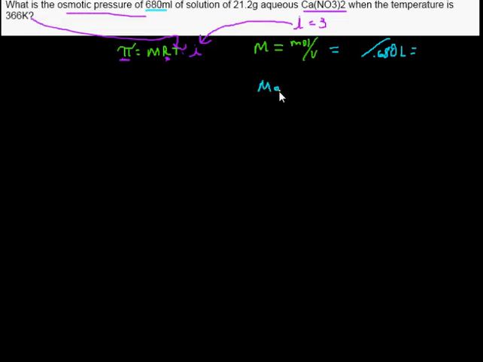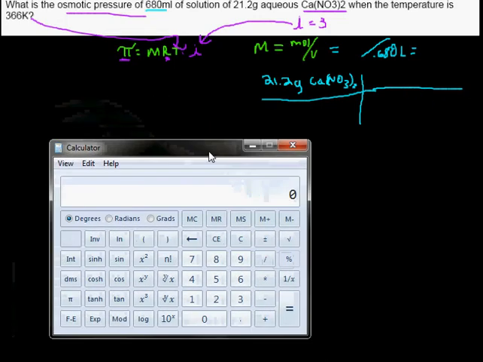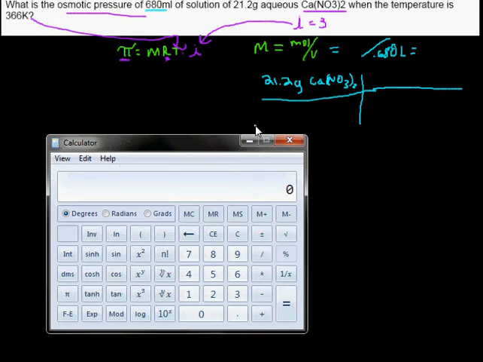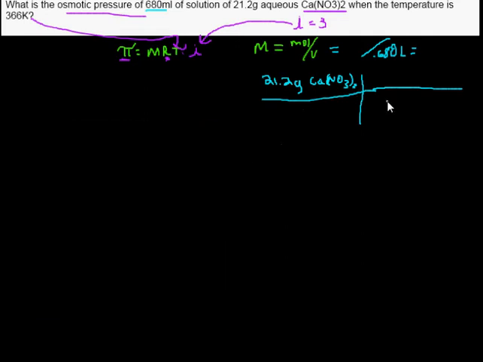Now we're going to do some conversions here. 21.2 grams of Ca(NO3)2. Okay, so let's figure out what the molecular mass of this is. There are 2 nitrogens, so 14 times 2, plus 6 oxygens, 16 times 6, plus 40.08, because that's what calcium is. So 164.08.